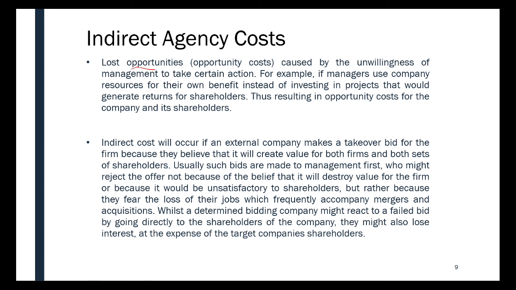Indirect cost is opportunity cost. An opportunity cost is something foregone. If you have money, you can either do A with it or B with it. If you do A, the opportunity cost is B. If you have R1,000,000, you can either buy more equipment for your business or buy more land. If the business picks more equipment, then the land is the opportunity cost. That's an indirect cost.